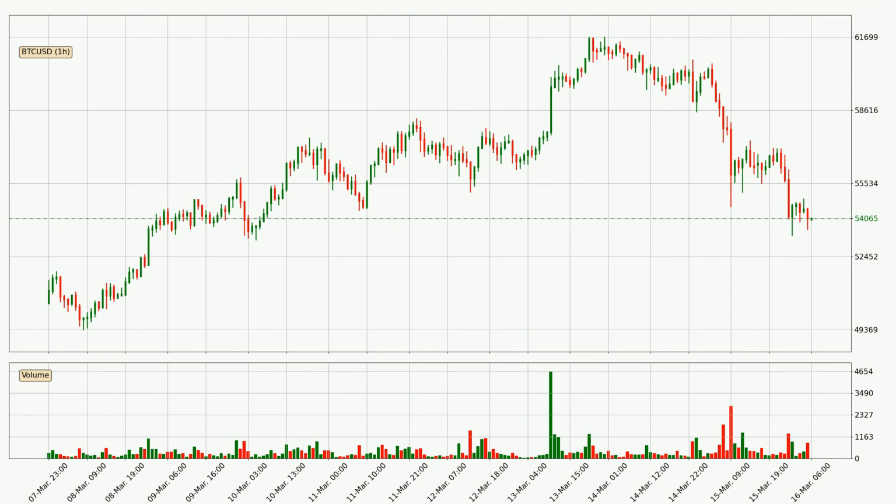Looking at the Bitcoin hourly time frame, the price moved quickly to the downside with around 7.8% in the last 24 hours, with a current price of $54,065. The volume was also high, showing that this move was strong and the sellers are taking over.